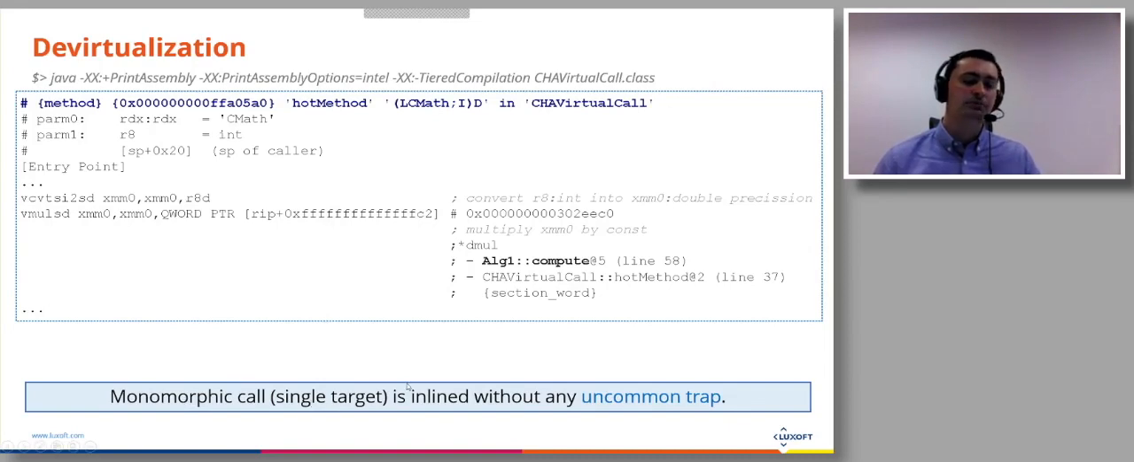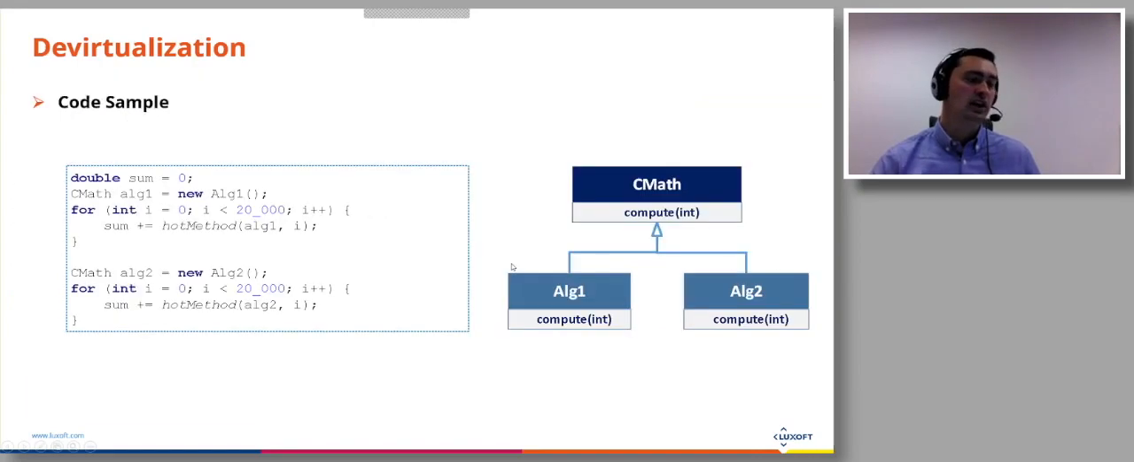In this case, what the just-in-time compiler does, it just inlines the body of the compute method. There is no uncommon trap added. Uncommon trap for testing if the instance is of another type, probably for ELK2 or ELK3, other possible implementations. Now, because I was referring to other possible implementations, what if I, for example, create this second implementation, which is called ELK2, and I test it in the same way?